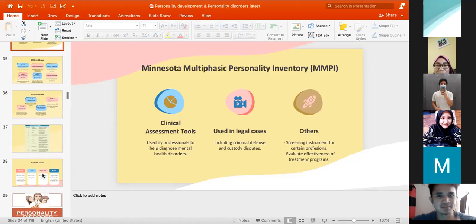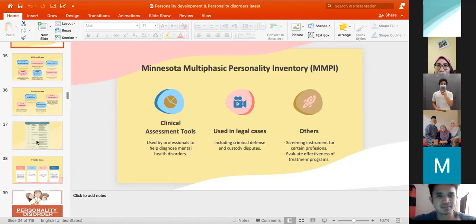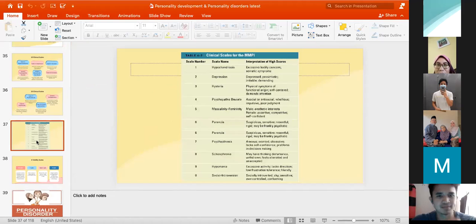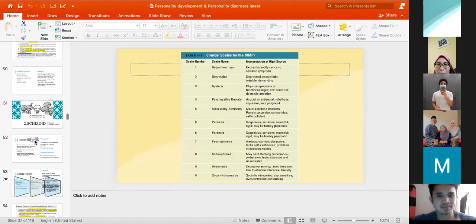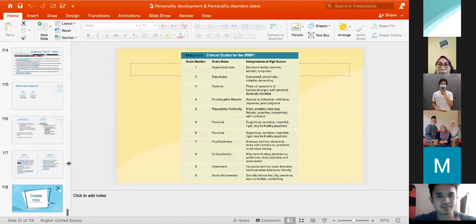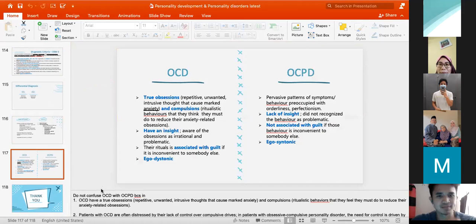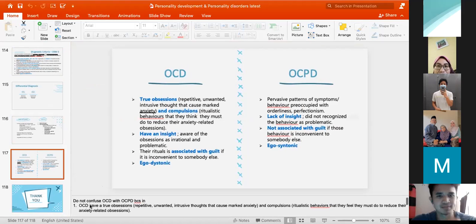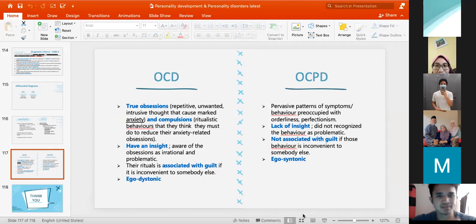If you have, I want to ask a question. Sure. Is there any difference of ego syntonic and ego dystonic in OCD and OCPD? Can I know what they are? Okay, let's have a look at this. There is a difference as OCD is more ego dystonic and OCPD.